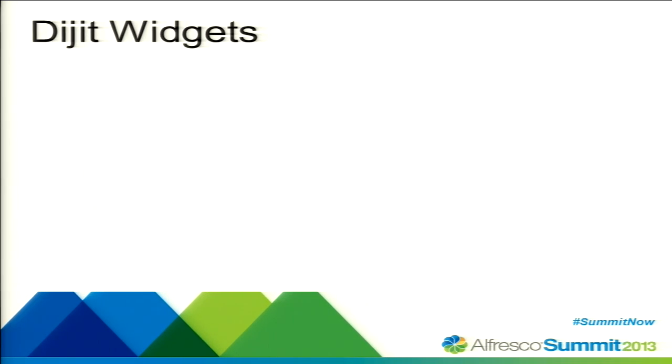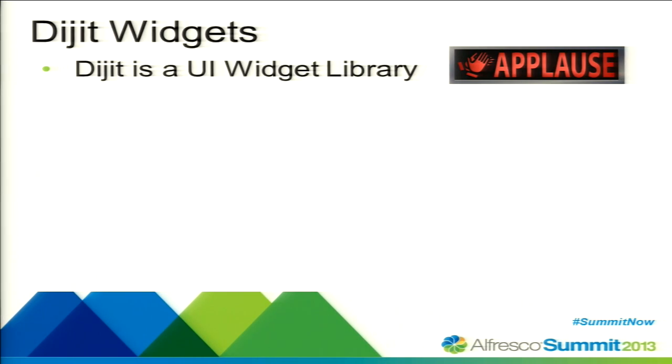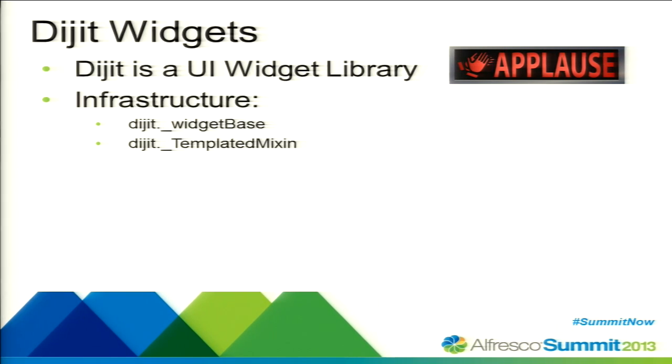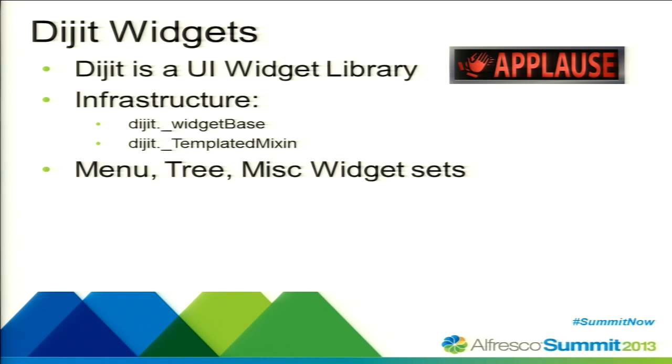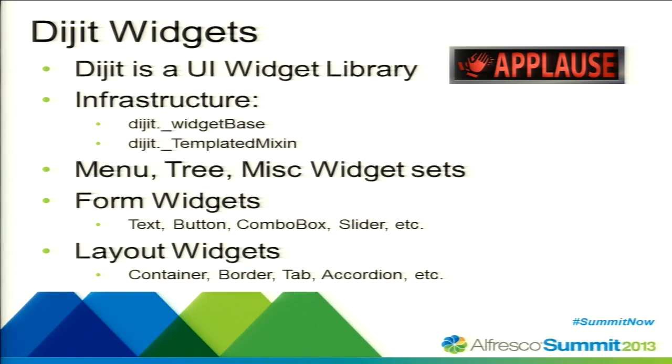So Dijit provides a widget library, which you might expect. Like I said, it's got these infrastructure widgets, which are a base that you can use, and these are the ones that you always include when you define one of your own widgets. And then it's got a bunch of other actual widgets that are fairly robust and complicated. So it's got the types of things that you might expect from a widget library. It's got the form widgets, and then it's got all the other stuff as well.